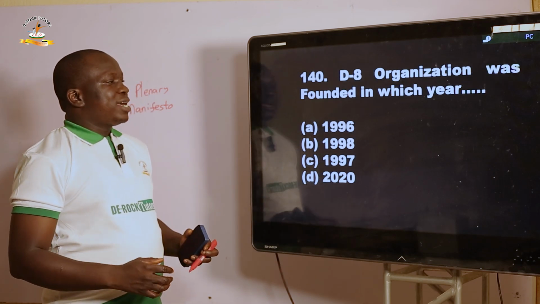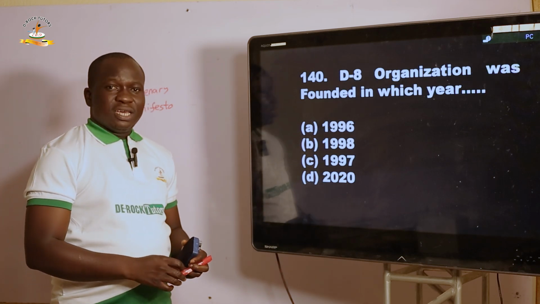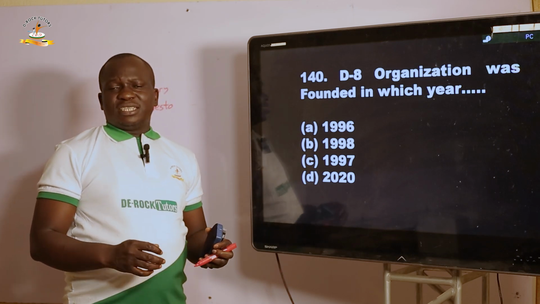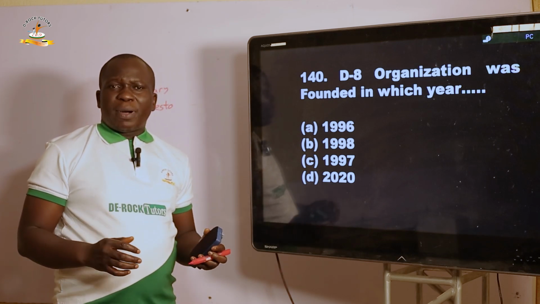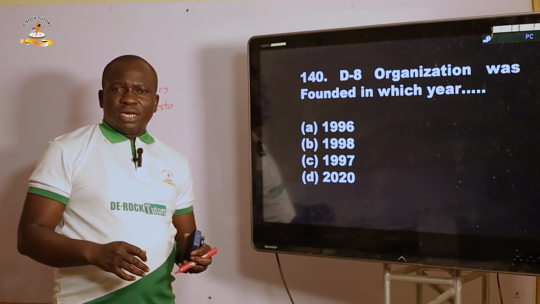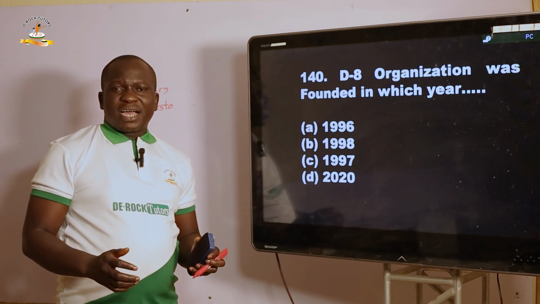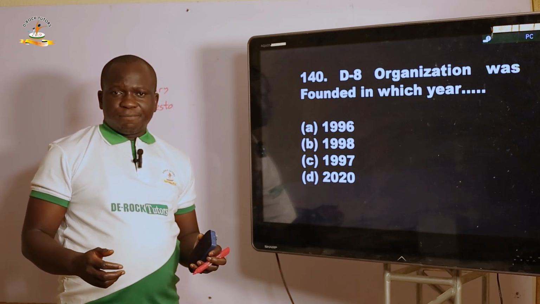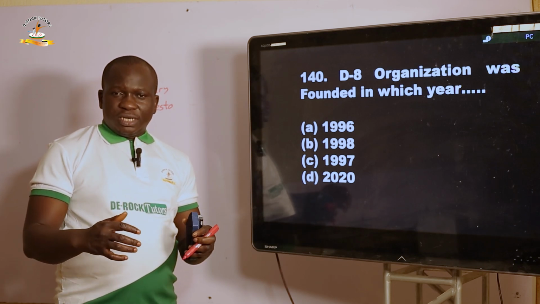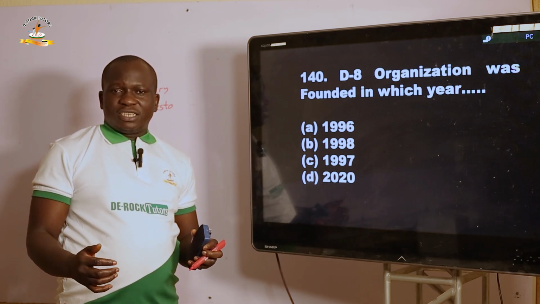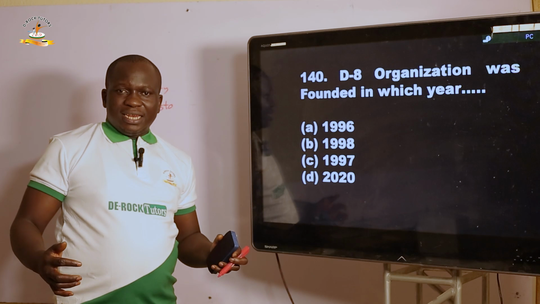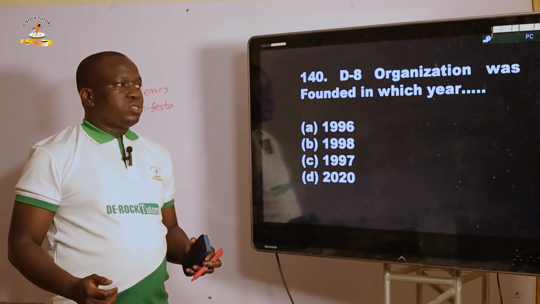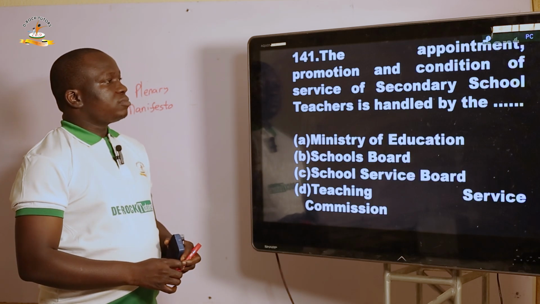The D8 organization was founded in which year? It was founded in 1997, and the person who pioneered the establishment was Ebakan of Turkey, and the headquarters is located at Istanbul in Turkey. The members of the organizations are Bangladesh, Pakistan, Nigeria, India, and so on and so forth. Now to the next question.